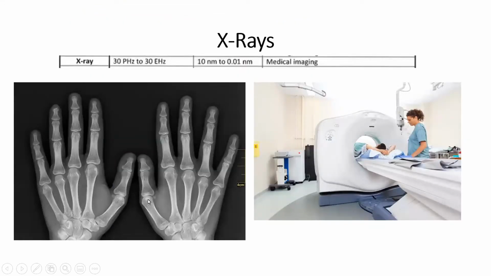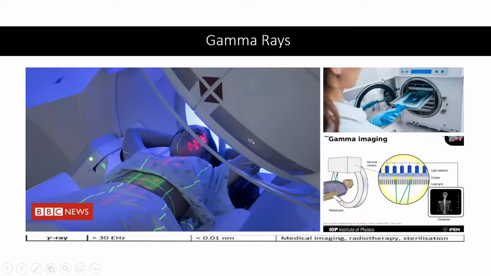X-rays, medical imaging. So this is an X-ray of someone's hand. And this is a CT scanner, so this is like a 3D X-ray. Gamma rays, okay, they're used for lots of things. They're used in medical imaging. So this is using gamma rays, medical imaging.